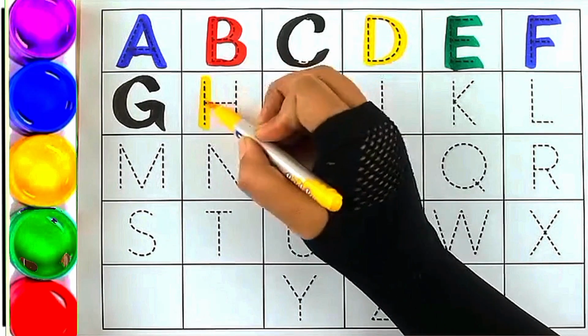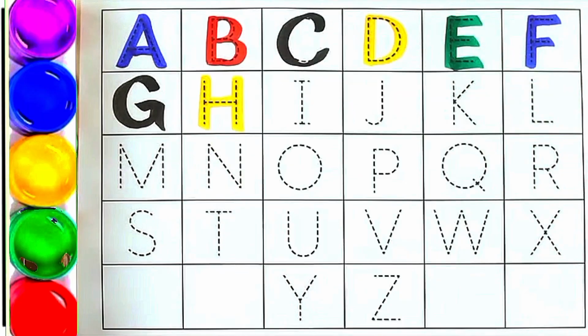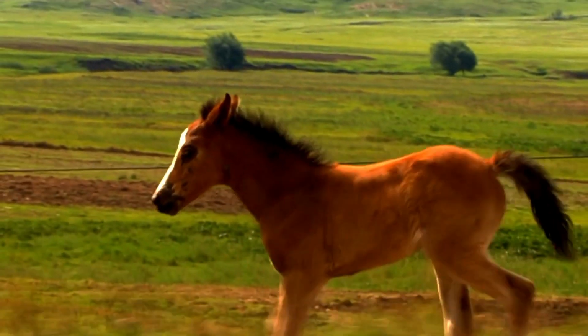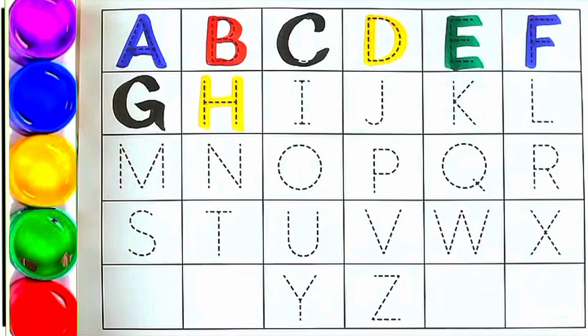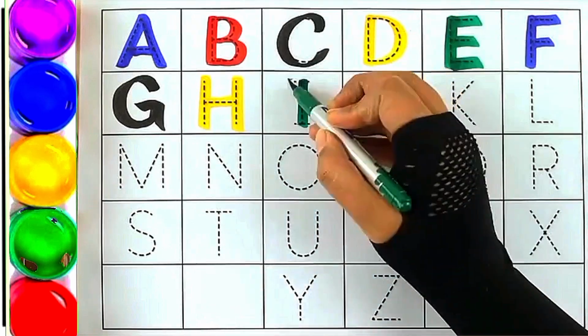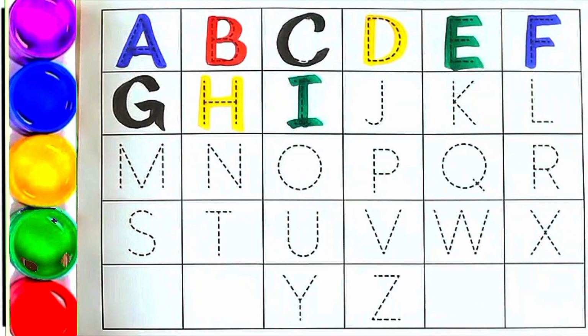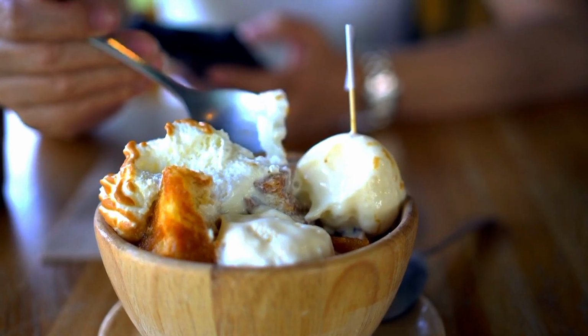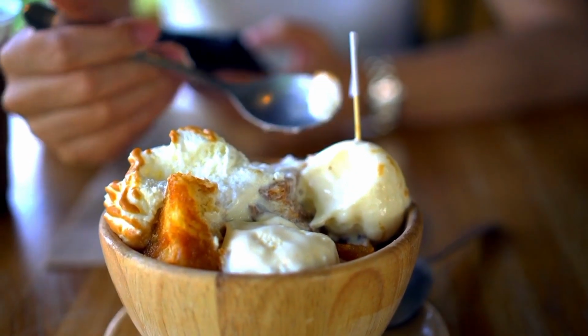H. H for horse. This is a horse. I. I for ice cream. Ice cream. Yummy ice cream.